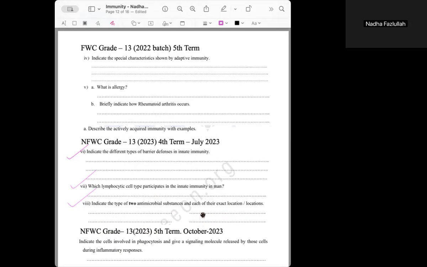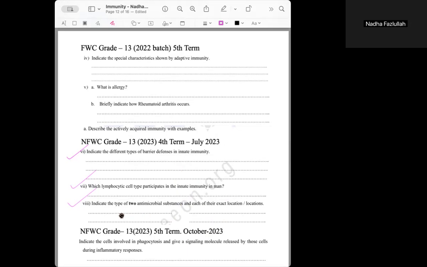Okay. Don't write for both of them. Don't give the common one. Write separately where interferons are present. Now antimicrobial proteins, they are present in blood and interstitial fluids. That's what they have said in the introduction. But don't just write that.